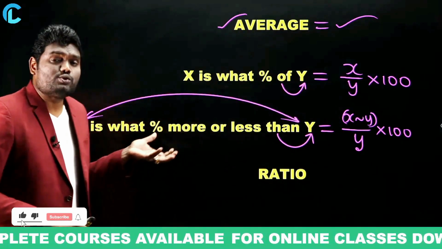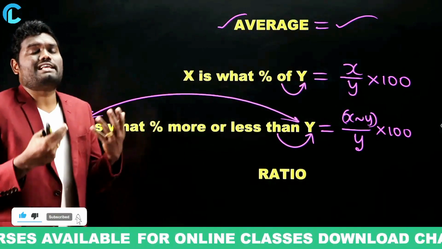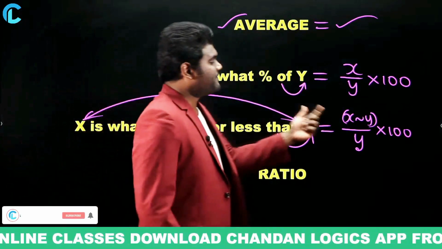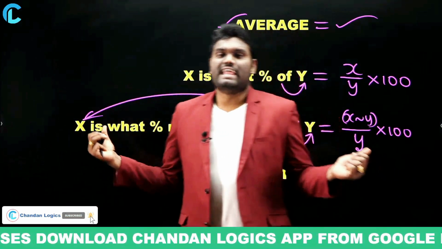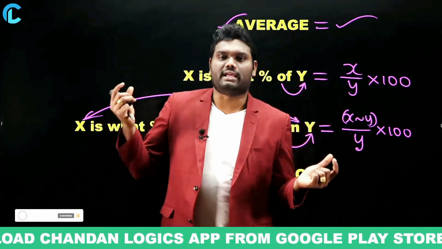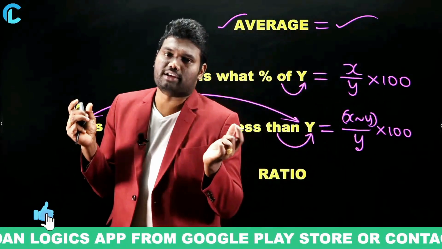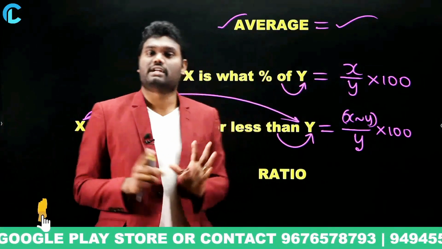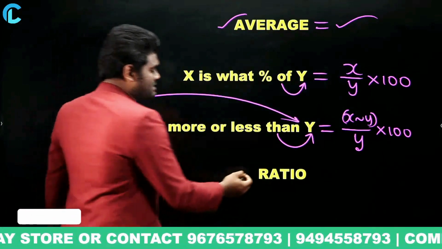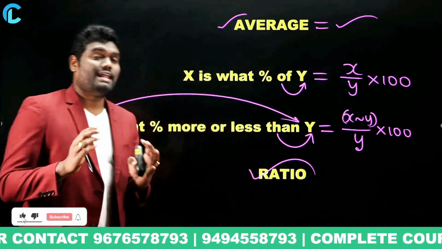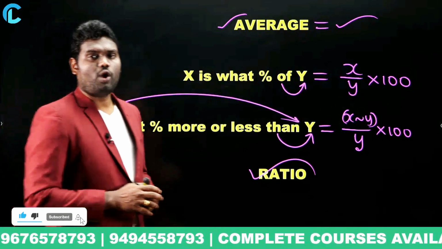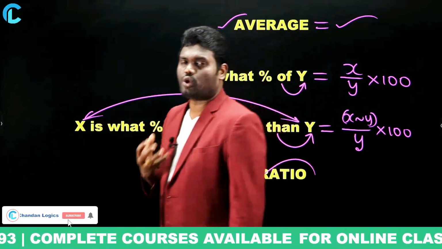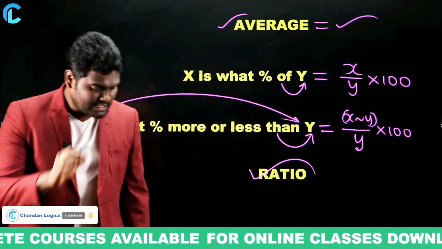If the value is more, you will say more. If the value is less, you will say less. Very simple. Just difference by Y into 100, where difference means the difference between X and Y that I am comparing. So the difference between X and Y divided by Y into 100. Is that clear? And one more basic is you need to know how to calculate ratios. Calculating ratios is also very important whenever you solve data interpretation questions. These are the basics.